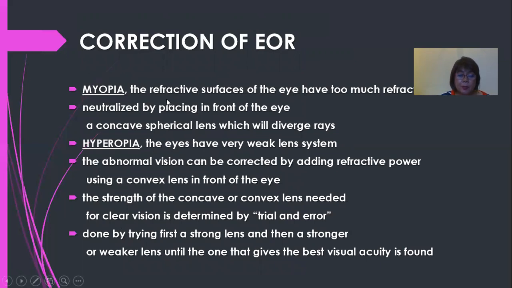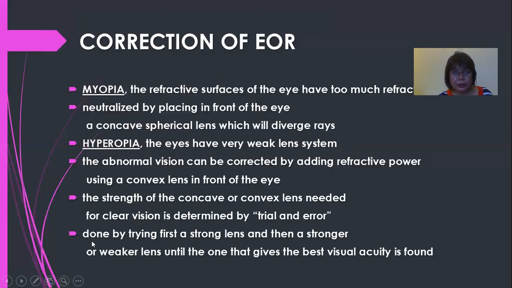Myopia, refractive surface of the eye, is neutralized by placing a concave spherical lens. Hyperopia, very weak lens system, so you use a convex lens. The strength of the concave or convex lens needed for clear vision is determined by trial and error.